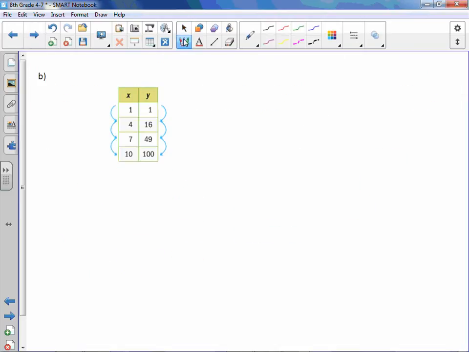Our y values from 1 to 16 is plus 15. From 16 to 49, it's plus 33. From 49 to 100, it's plus 51. On the left-hand side, for the x values, from 1 to 4 is plus 3, 4 to 7 is plus 3, and 7 to 10 is plus 3.